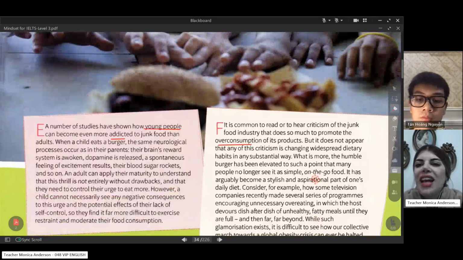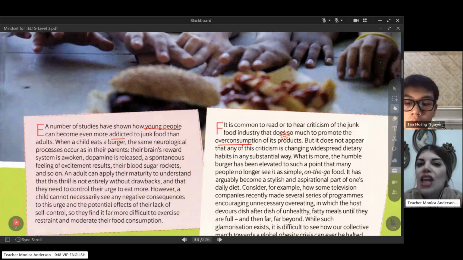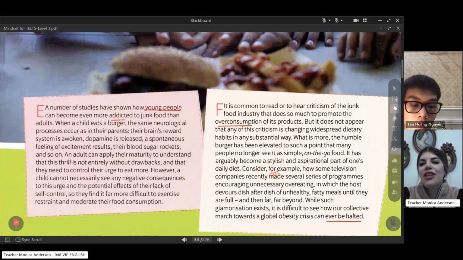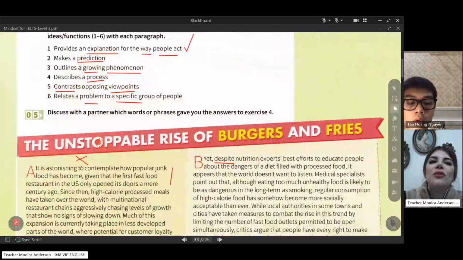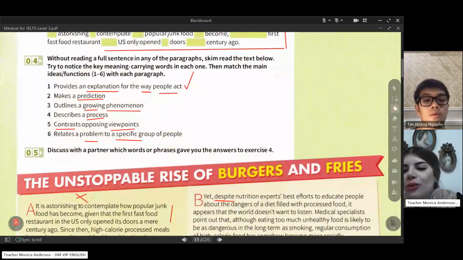So it's something like a prediction. So it's common to read or to hear, but it doesn't appear that any of this criticism is changing widespread dietary habits. So it's something like making a prediction about the future. It's too hard to predict what will happen in the future. So it can be matched with number 2.